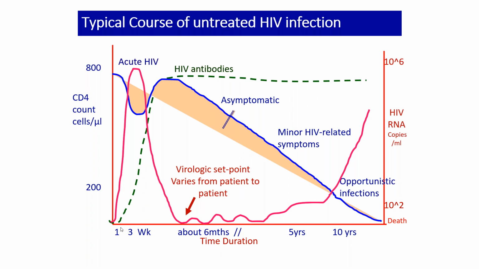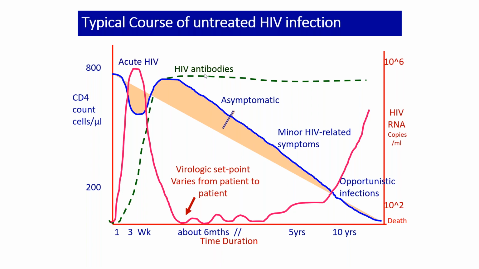I told you that by about 3 to 4 weeks, we have seroconversion. The initial antibodies which are produced for the humoral response are always IgM and later IgG. And so by about 8 weeks, 6 to 8 weeks to a maximum of about 12 weeks, the HIV antibodies are firmly established.